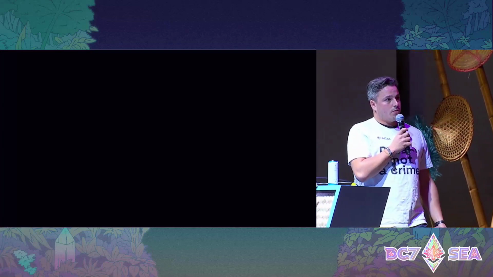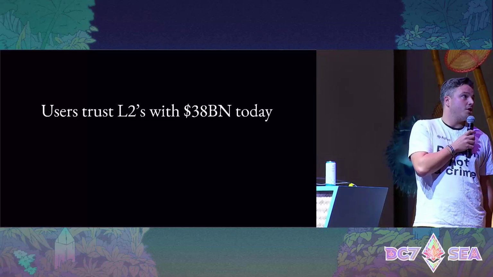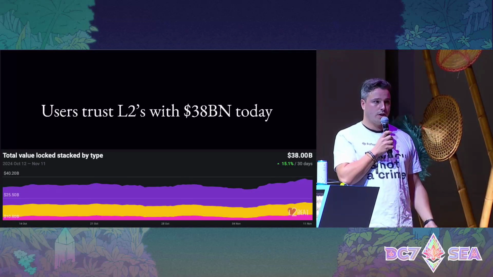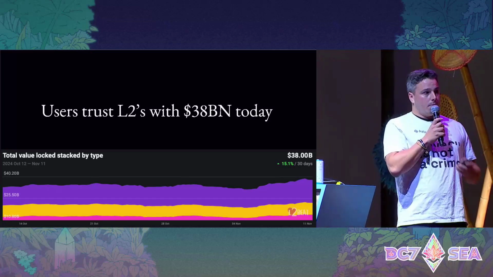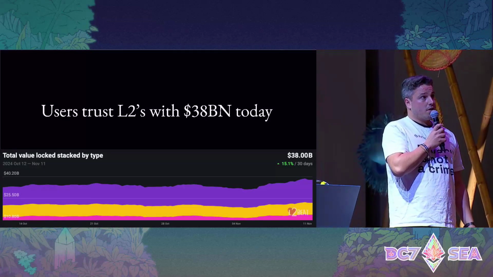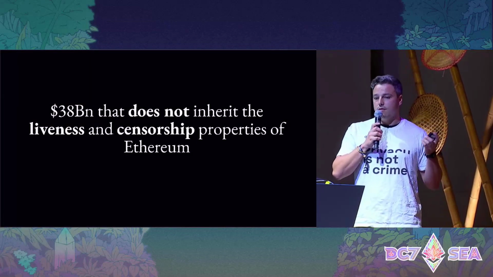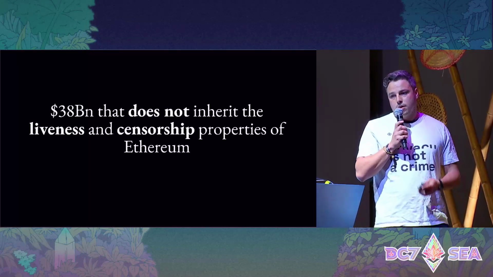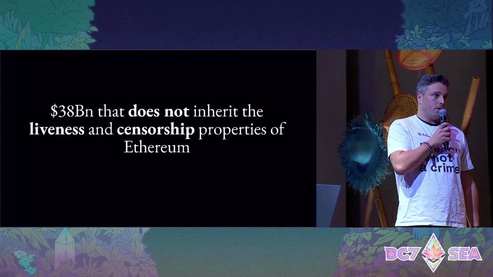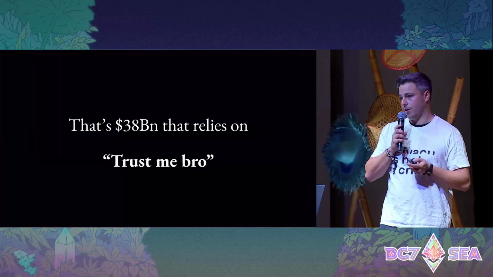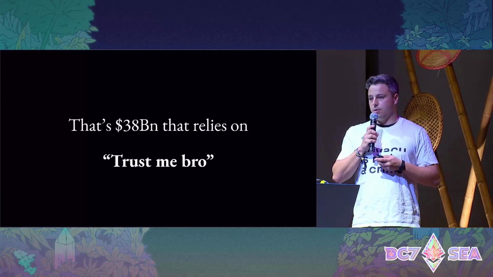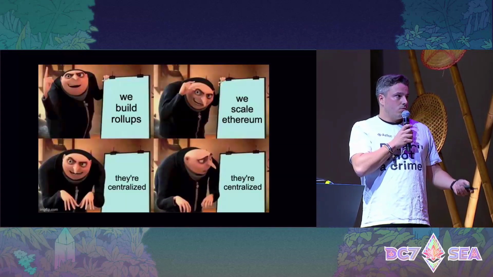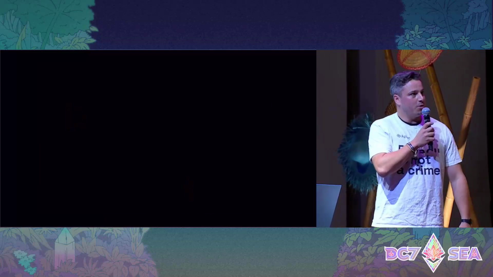In terms of where we've got to and how much money these L2s are securing, users trust L2s with $38 billion today. L2 Beat is great at showing us what's happening. But it's just a scary number when you think about it. It's $38 billion that doesn't live up to the vision of rollups. This doesn't inherit the censorship properties and the liveness properties of Ethereum. Maybe it gets some eventual safety properties from Ethereum, but ultimately this money just relies on Trust Me Bro. There's a central entity in the middle of all these transactions that we all trust to sequence, tell us what the state is, and promise inclusion. And for me, it's just not okay. This meme says it as well. There'll be lots of memes today.